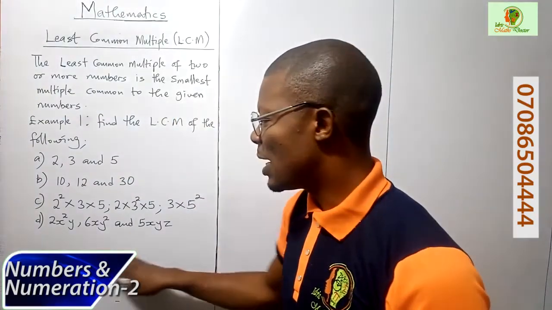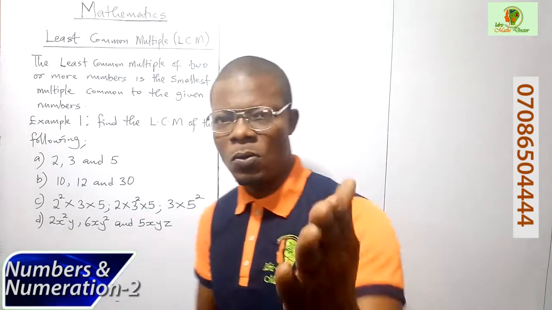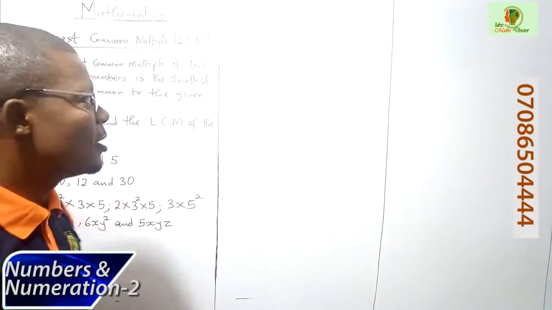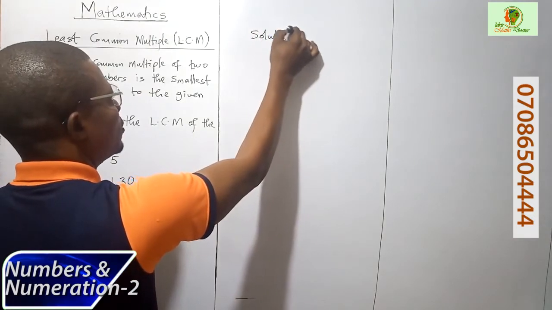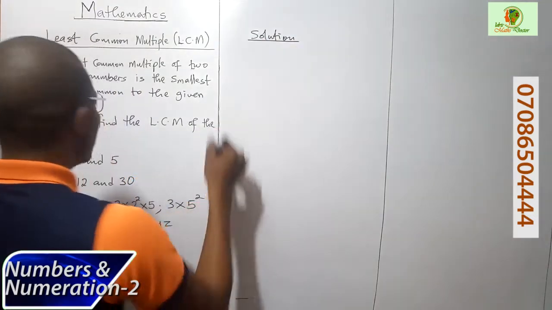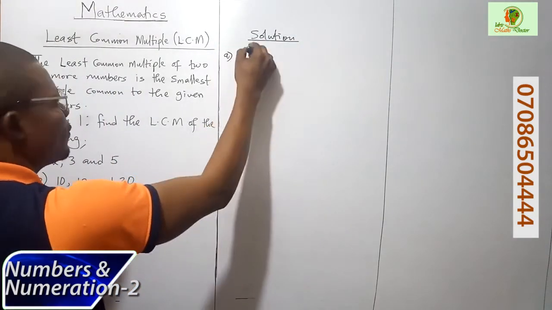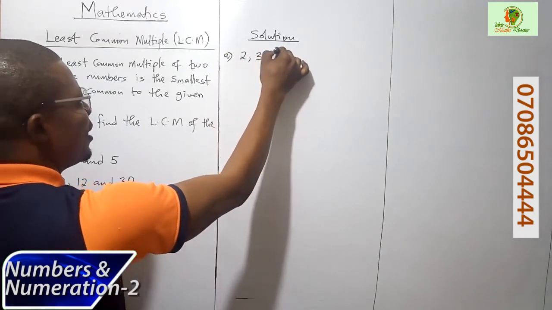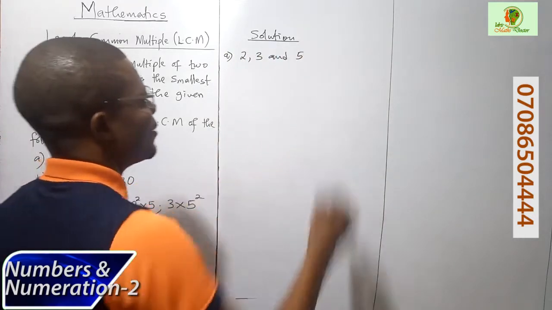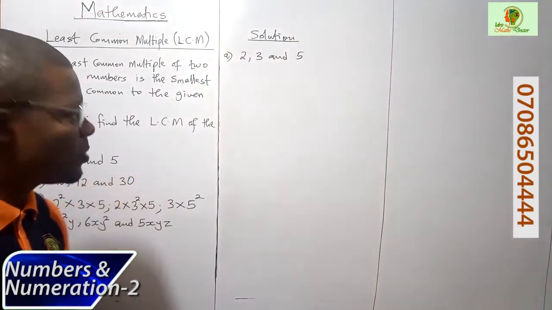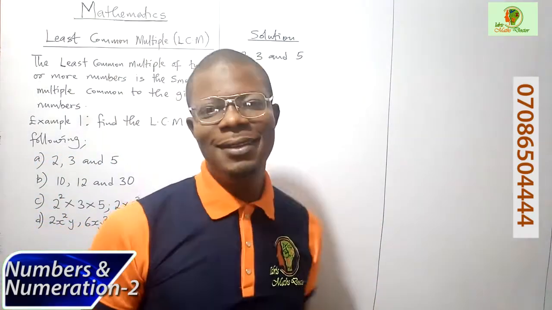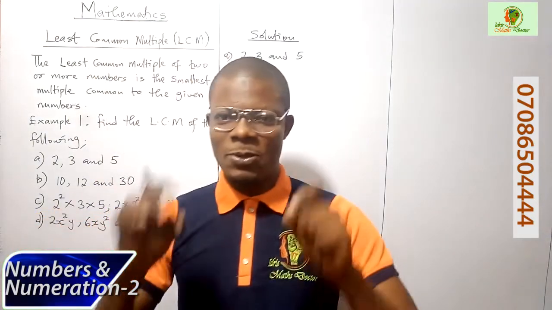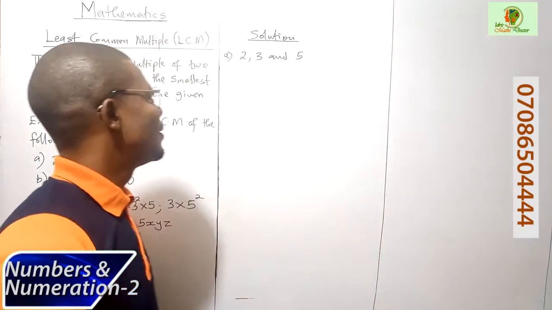So this is algebra, and we are going to find the LCM of this. So quickly, let's go there. Solution. The first question, we have 2, 3, and 5. I'm going to use more than one method here, but for every other one I'm going to stick to one method.